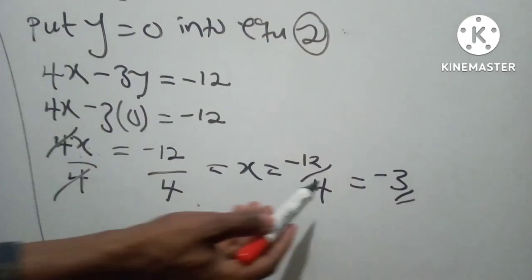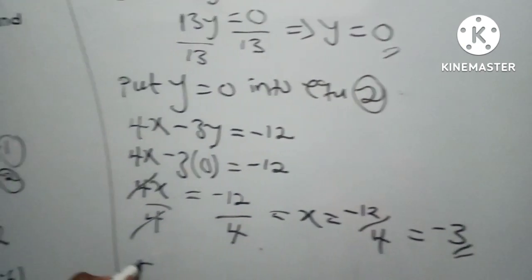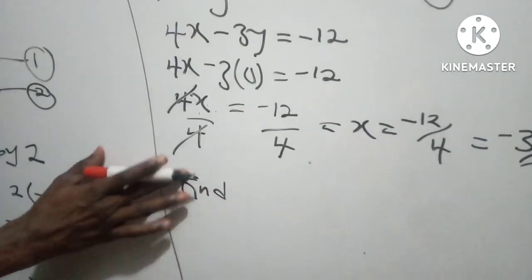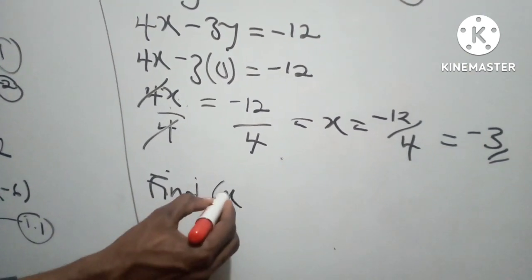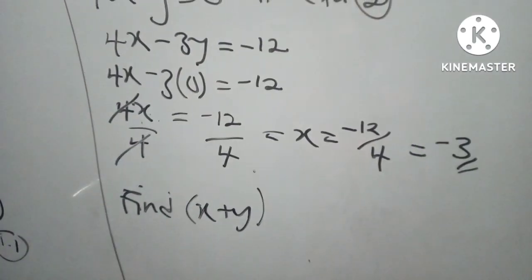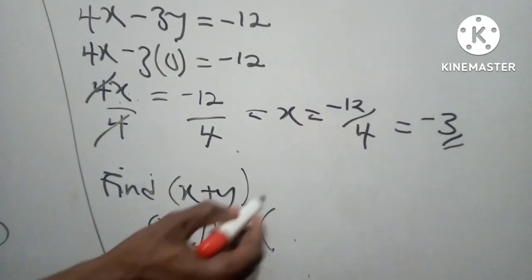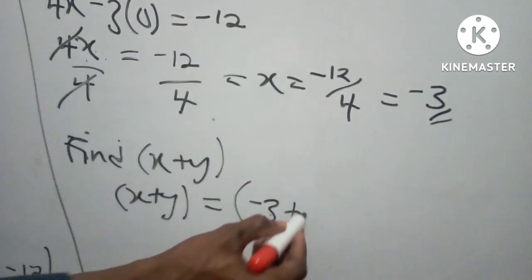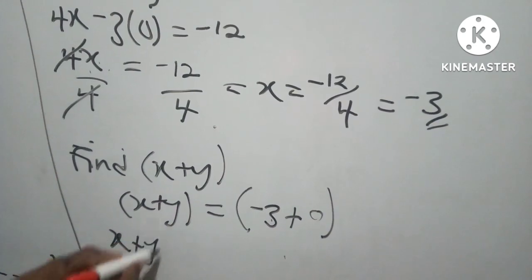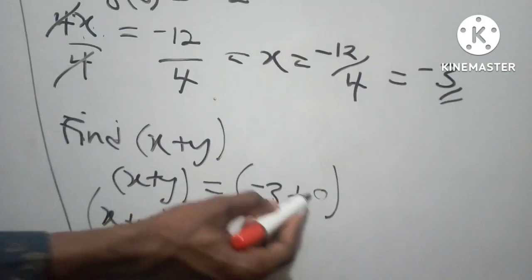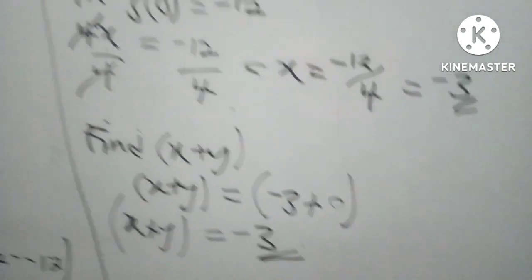So we now have the value of x, which is minus 3, and the value of y, which is 0. But the question was we should find x plus y. So our x plus y will be equal to, our x value is minus 3 plus our y value, which is 0. So our x plus y will be equal to minus 3 plus 0, which is minus 3. So this will be our answer for this question.